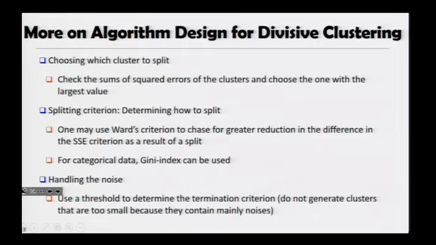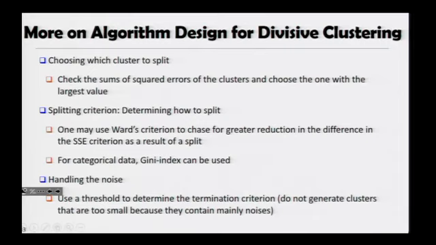Of course, as I just said, there are many ways to do this divisive clustering. When you choose which cluster to split, you can check the sum of squared error of each cluster and pick the cluster with the largest sum of squared error, meaning that its data points are not very compact, not very cohesive, so you need to look at that cluster and split it first. That's one thing.